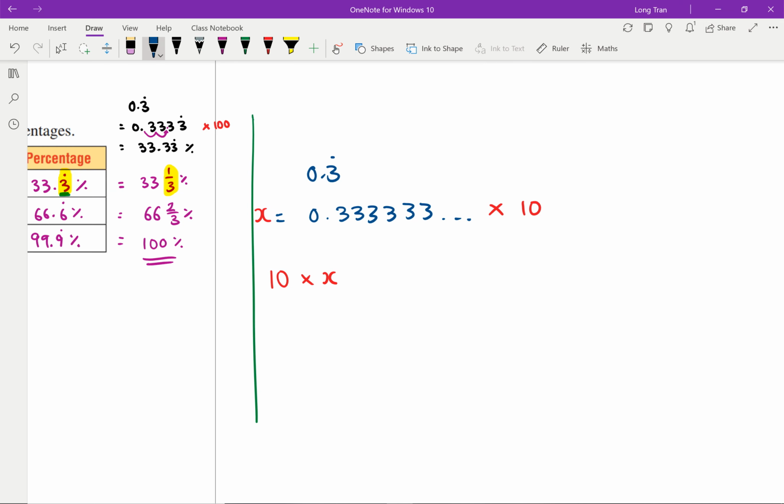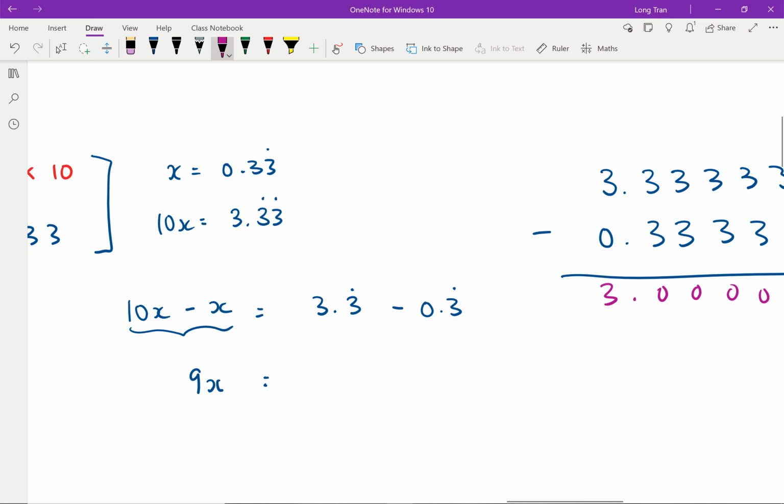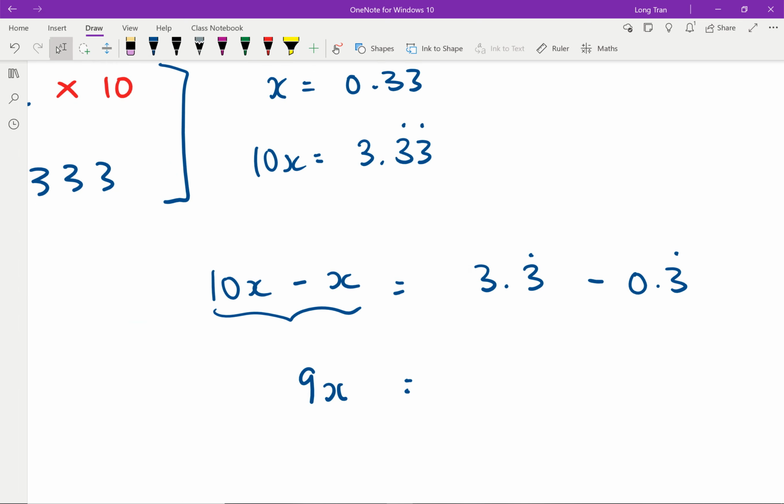If I wrote it out much more clearly for you, 3.33333 all the way minus 0.33333 all the way. What does that equal to? If I told you to minus this, what you would have said is 3 take away 3 is 0. 3 take away 3 is 0. And 0.3 take away 0 is 3. True? So that means when I say let's take 10x, so take this number, take away this number, so 3.3 recursive, take away 0.3 recursive, it should actually equal to just 3.